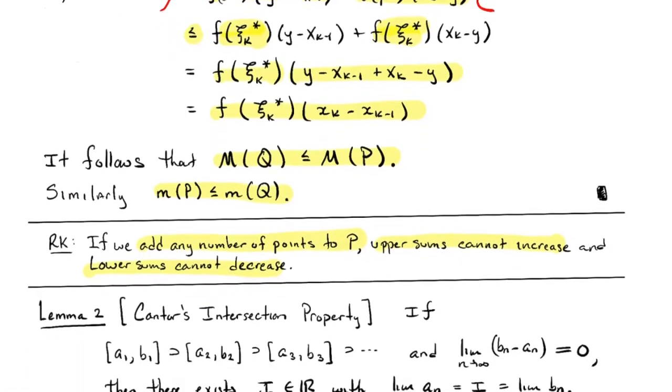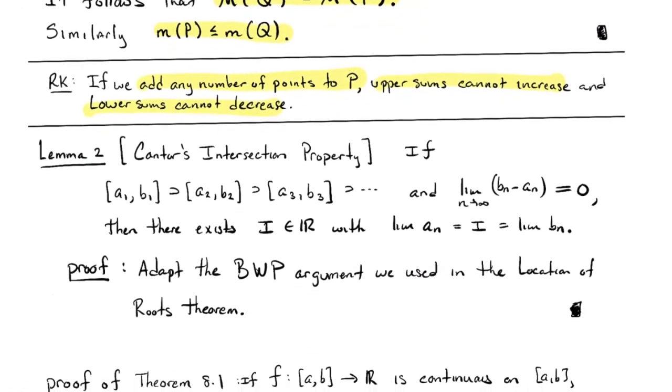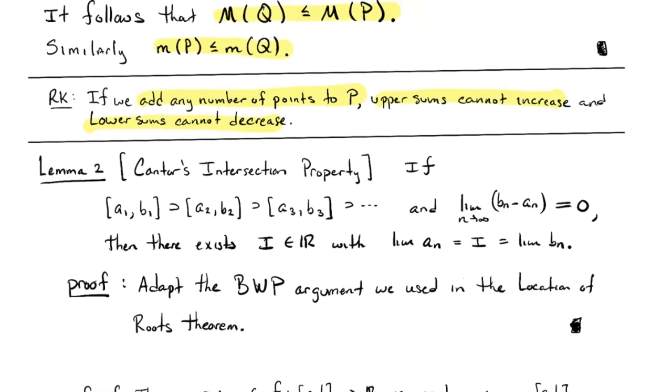Okay. That's one lemma. A second lemma, which I'm not going to include a detailed proof of, because this lecture is going to be long enough, and we could have done this in the past, is called Cantor's intersection property. It says if you take a decreasing sequence of closed intervals, so one closed interval contains another, which contains another, and so on, and the width of them, the distance between the endpoints, goes to 0 as n goes to infinity, then there's some real number that the sequence of left endpoints and the sequence of right endpoints both approach.